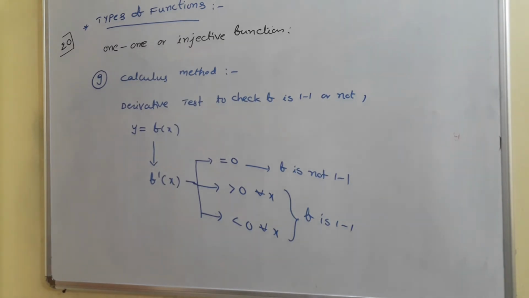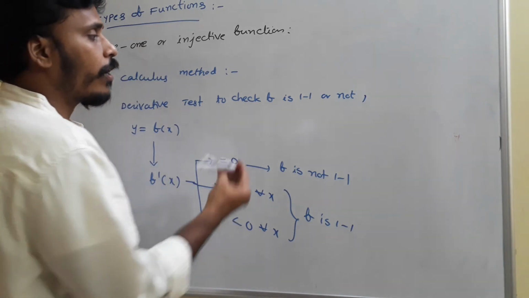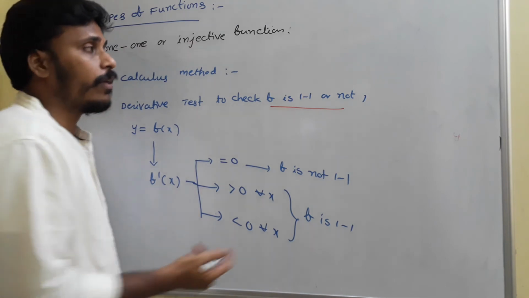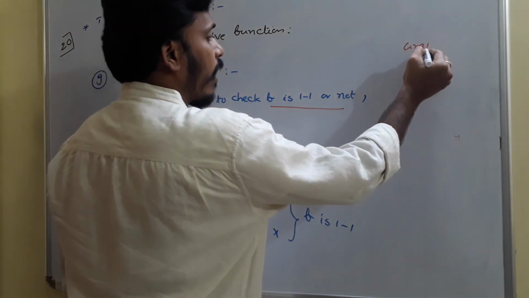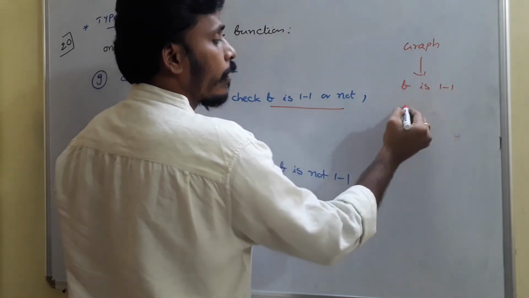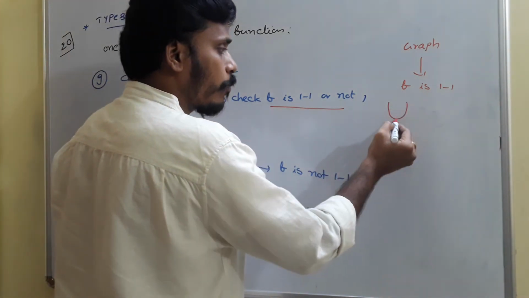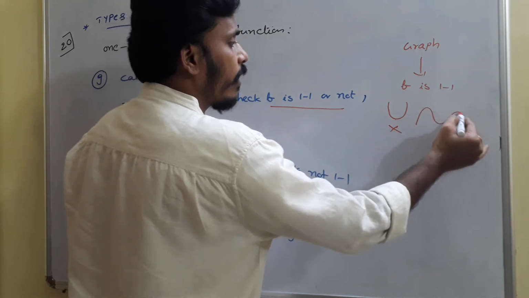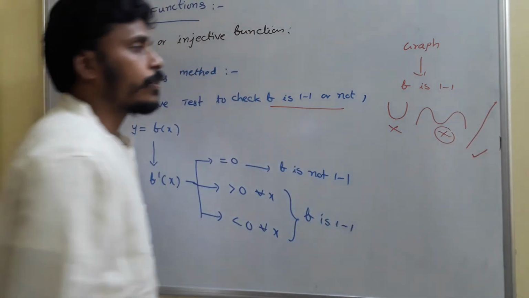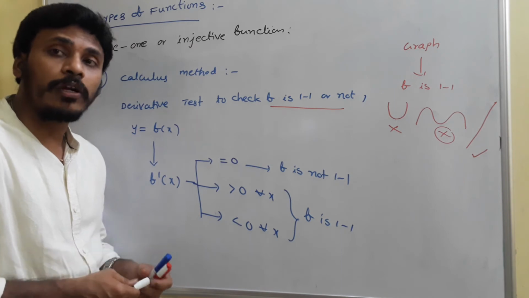So the next thing is the calculus method, the derivatives method, to check whether a given function is 1-1 or not. This calculus method we develop from the graphical method only. From the graphical method, as we discussed, a function is 1-1 if it won't have any turning points. Suppose the graph has a turning point like this, it is not 1-1. If the graph has turning points like this, it is not 1-1. If the graph is like this, we say it is 1-1. In that sense, a function is 1-1 if it has no turning points.